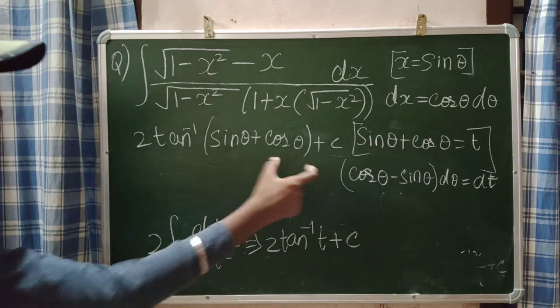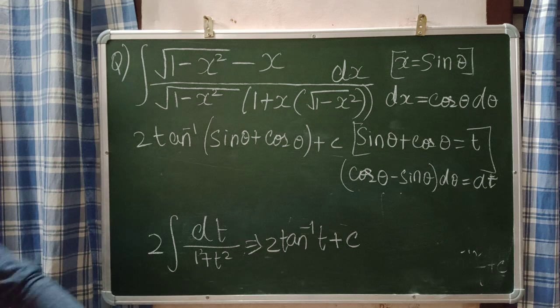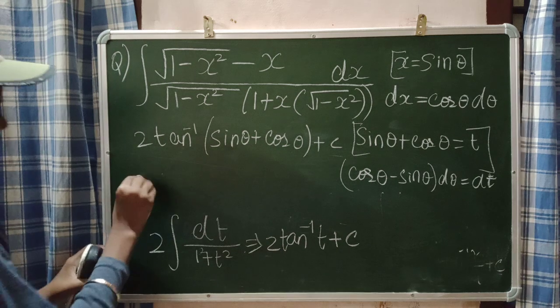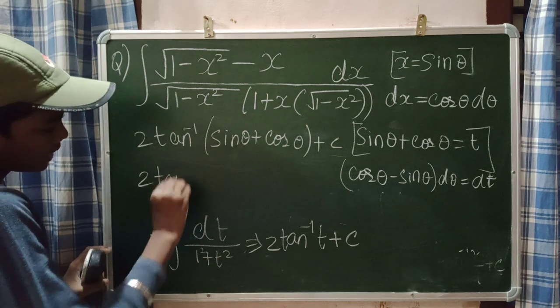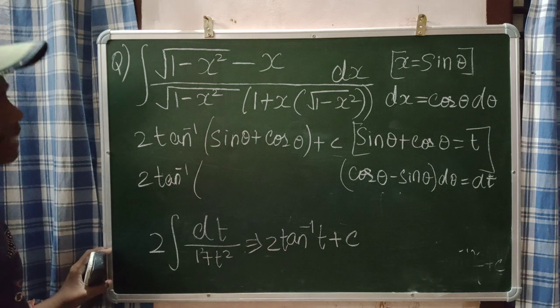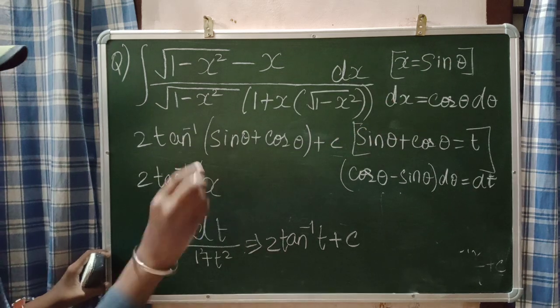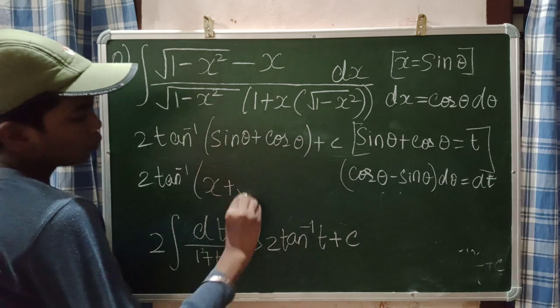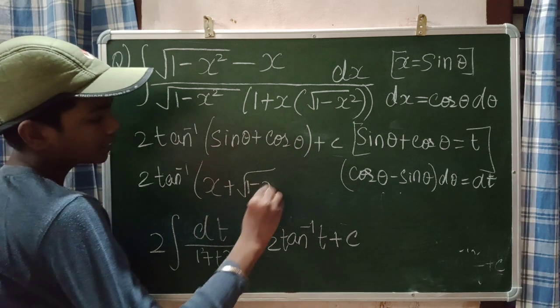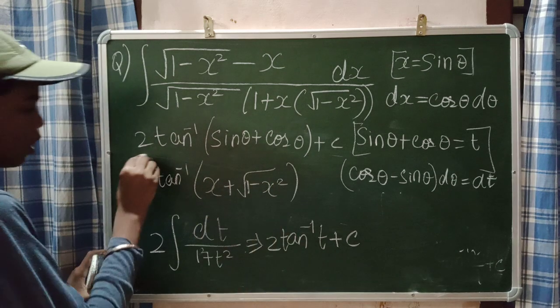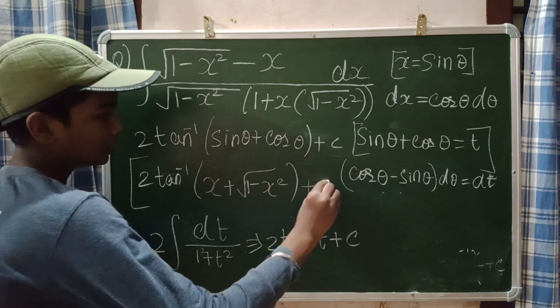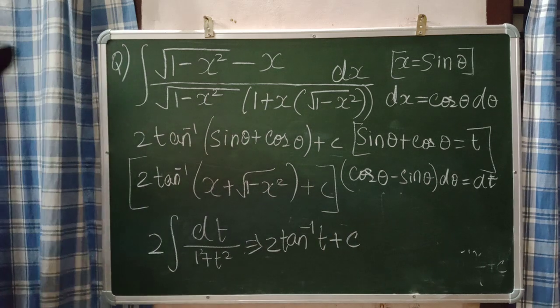So your t is sin theta plus cos theta, then you add this constant, and then this can be written as 2 tan inverse of, where? What is sin theta? That is x, because at the beginning of the question itself I took x as sin theta. Then what is cos theta? That is root of 1 minus x square. From the question itself I am saying your cos theta is root of 1 minus x square, and this is the answer for this question.